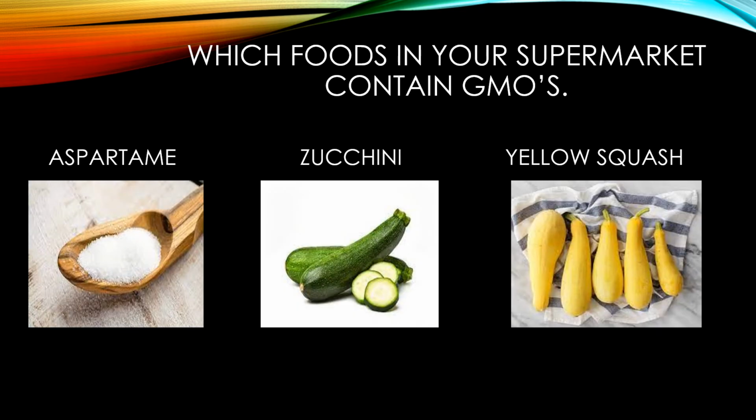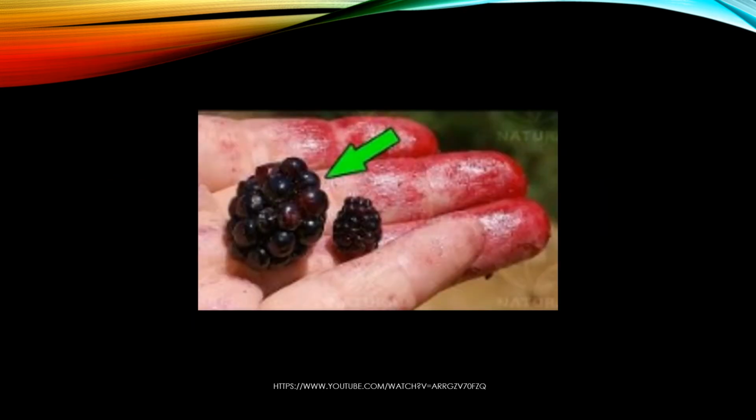Yellow squash. This is an all-time favorite for me. Families around the world use this product. Did you know yellow squash has been injected with toxic proteins to repel insects? Are these toxic proteins that they use safe? We may not even know until more in-depth tests are conducted.